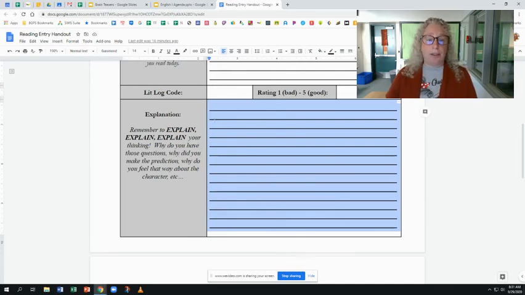And I expect this to be full up. I want more than a sentence here. The reason I have explain, explain, explain three times, all bold, is because I want some depth. I want some deep analysis here. Again, we're not going for surface level thinking here. We're going for deeper level thinking. You really got to explain where you're coming from.